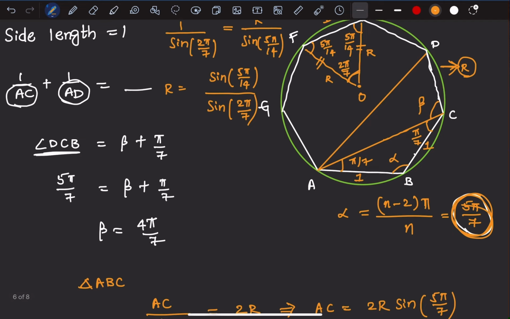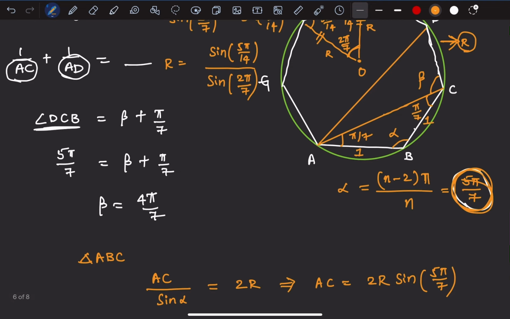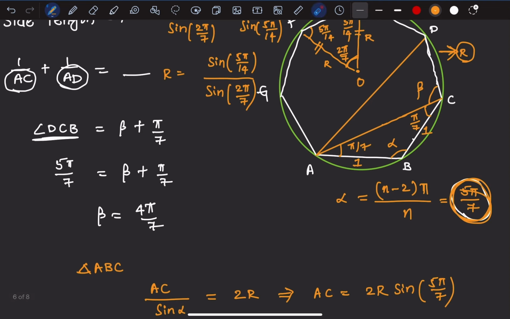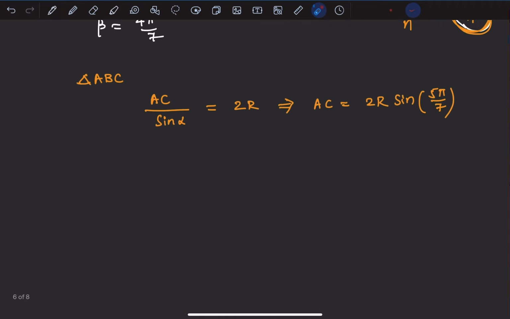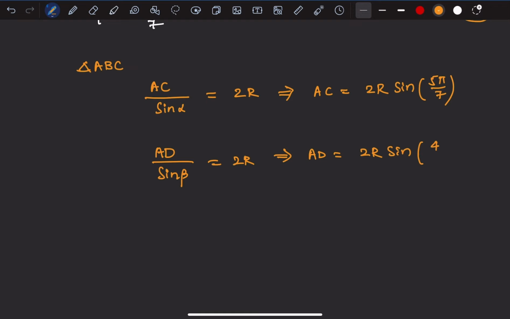Now let us apply the sine rule in triangle ACD. That will give you AD divided by sine beta is equal to 2R. The circumradius will be R, because this green circle passes through these 3 points. So AD divided by sine beta is equal to 2R, which implies AD is equal to 2R sine beta, where beta is 4 pi by 7.